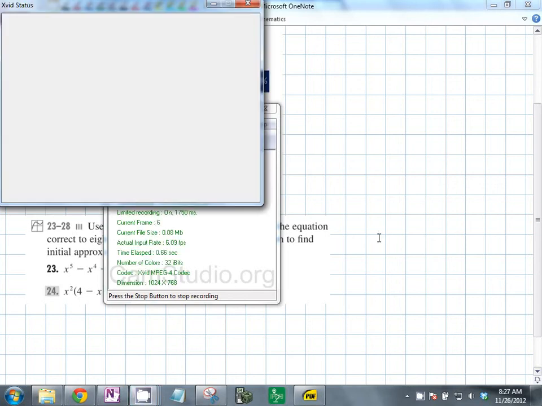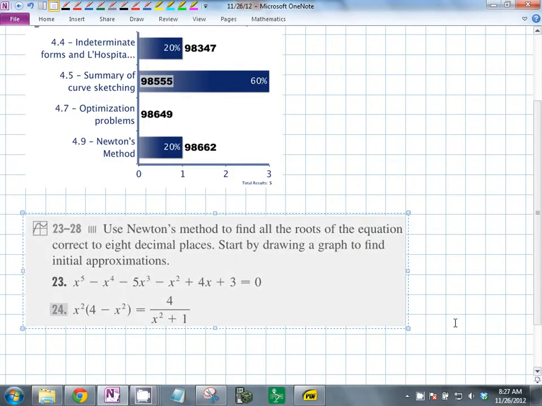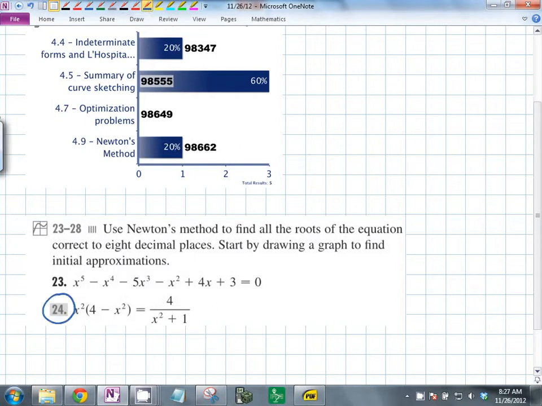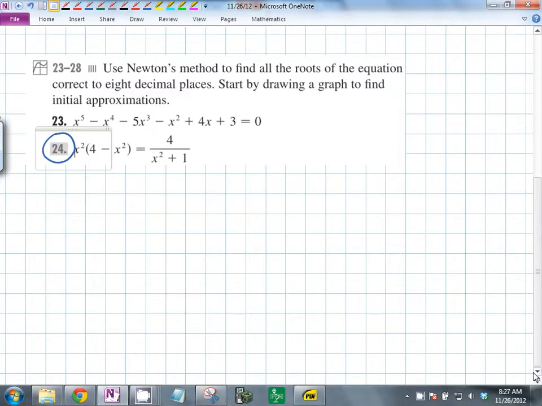Okay, so my first question on this one is, what's slightly different about 24 than the other ones you've done? What's slightly different, at least right now? Well, it doesn't equal 0. Doesn't equal 0. So on 24, it doesn't actually equal 0. It doesn't actually have everything on one side, is another way to put it. So what do you need to do? Set it equal... Put it all on one side.